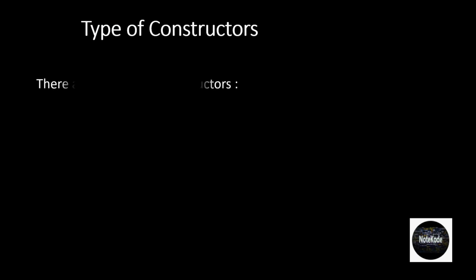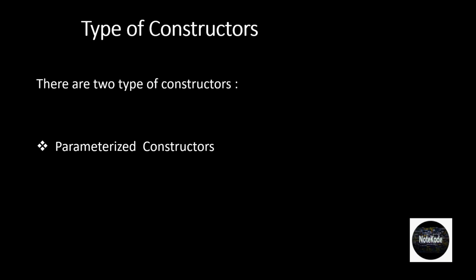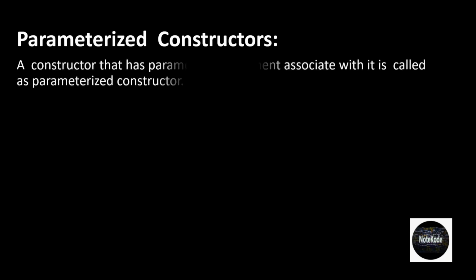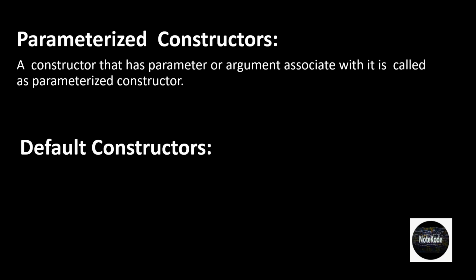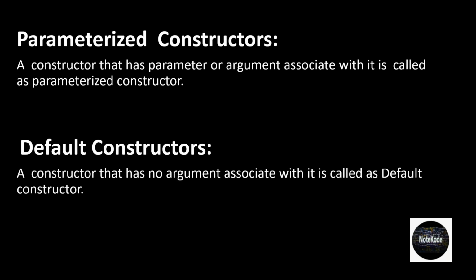Types of constructors. There are two types of constructors. Parameterized constructor, also called an argumented constructor, and default constructor, also called a non-argument constructor. Parameterized constructor: a constructor that has a parameter or argument associated with it is called a parameterized constructor. Default constructor: a constructor that has no argument associated with it is called a default constructor.